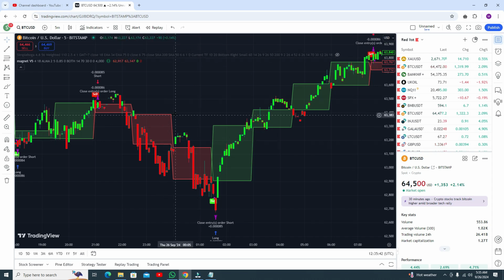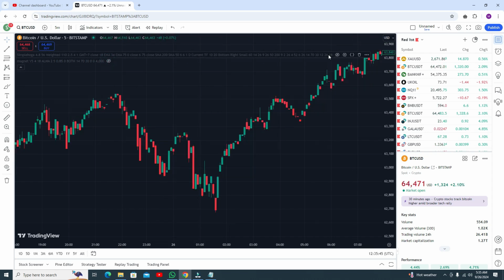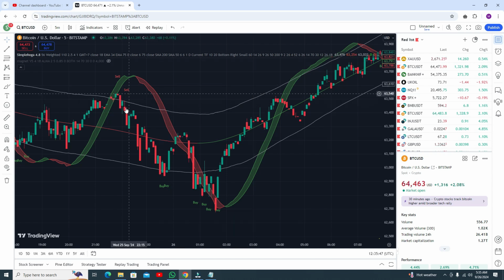And the second indicator, I will hide this, and then I need to add this indicator. This indicator will give you the band lines, the buy and sell signals, and the RSI.